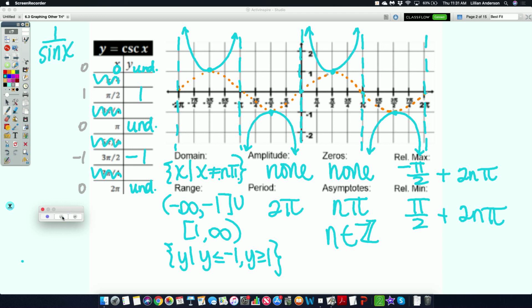Pi over 2, that's where you start for each. To be honest, for your relative maxes and mins, the first starting number just needs to be one of them. So it needs to be wherever one of your maxes is located plus how far apart they are. I really could have said for relative max, 3 pi over 2 plus 2n pi. But it just needs to be one of the starting ones and then plus whatever. Same thing with the asymptotes. I could have said pi plus n pi.